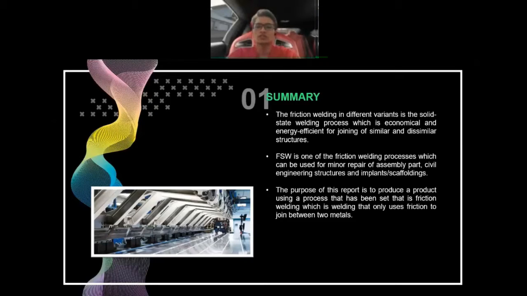FSW is one of the friction welding processes which can be used for minor repair of assembly parts, civil engineering structures and implant scaffoldings. The purpose of this report is to produce a product using the process that has been mentioned, that is friction welding, which is welding that only uses friction to join two metals.